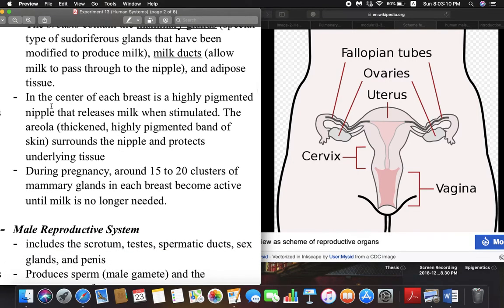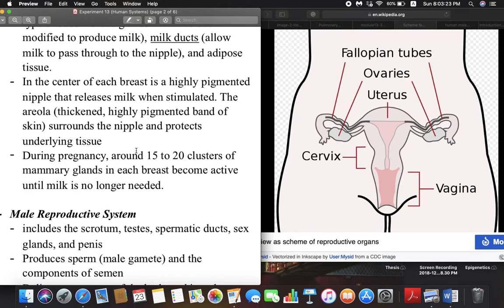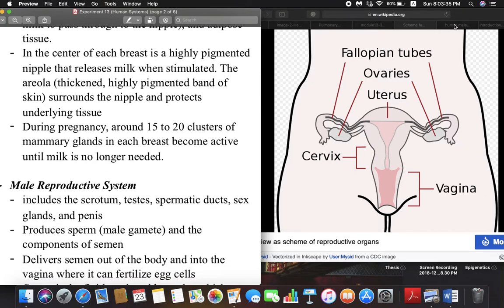We need to know that in the center of each breast is a highly pigmented nipple that secretes milk when stimulated. The areolae are thickened, highly pigmented bands of skin that surround the nipple and protect underlying tissue. We need to know that during pregnancy, around 15 to 20 clusters of mammary glands in each breast become active until milk is no longer needed. So that's basically the female reproductive system.